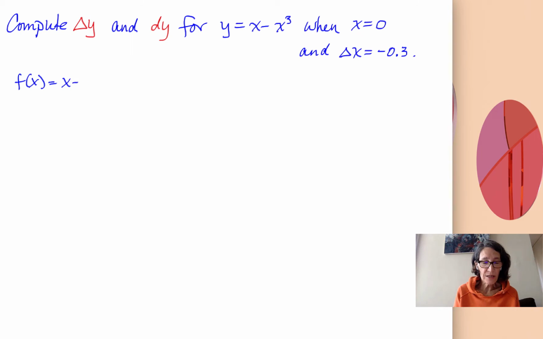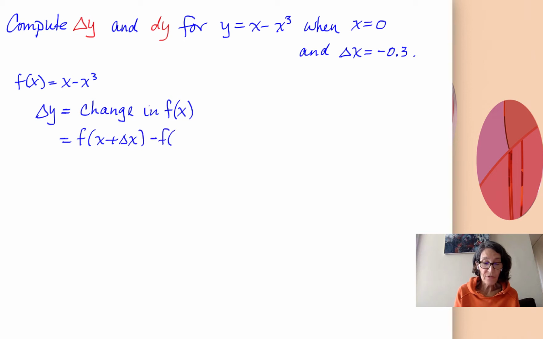All right, so to get delta y, we need to look at the function f of x equals x minus x to the third. Delta y, remember, is the change in f of x from x to x plus delta x. So we're going to compute f of x plus delta x minus f of x. That's delta y. So let's plug in x equals 0, delta x equals negative 0.3.